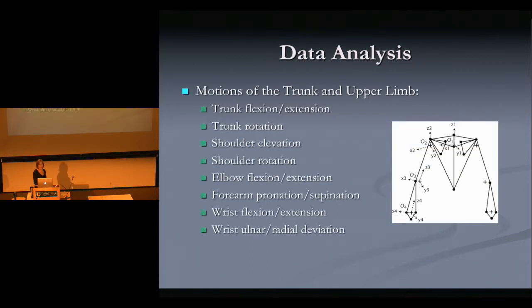So we use the 3D position data recorded from the cameras to calculate 8 primary motions of the trunk and upper limb. So without tipping over, I'll try to show you. Trunk flexion and extension, trunk rotation. We looked at external and internal shoulder rotation, elevation, as I mentioned before. Elbow flexion and extension, wrist flexion, extension, forearm pronation and supination, and then ulnar and radial wrist deviation.